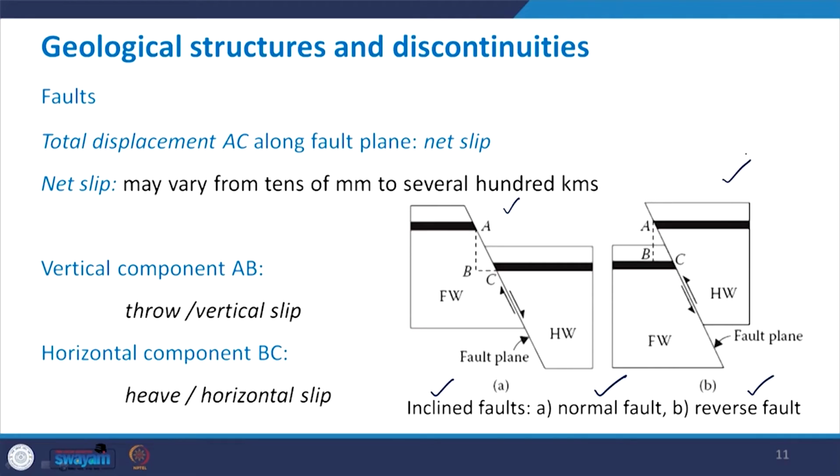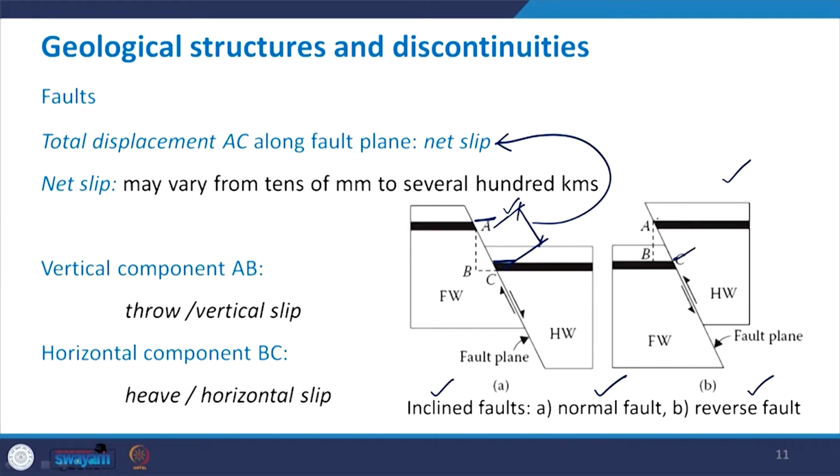You can see that the total displacement which has taken place along the fault plane, that means see this band location was here and now after displacement its location is here. So, this distance AC, this is what is called as net slip. So, the total displacement AC along the fault plane is called as net slip. Similarly, in the reverse fault also, this is your net slip.